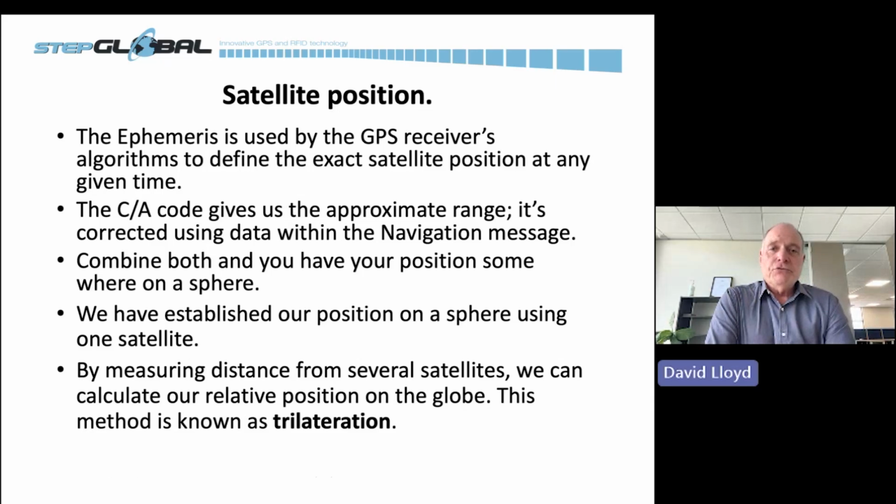So the ephemeris is used by the GPS receiver's algorithms to define the exact satellite position at any given time. And then the CA code gives an approximate range. And it takes correction information from the navigation message from the satellites, and there it's able to give us a quite accurate range from the receiver's antenna to the satellite. That allows us to establish our position on a sphere for each single satellite. So when we combine up to four satellites, we can get a 3-dimensional fix, and that's called the trilateration method.